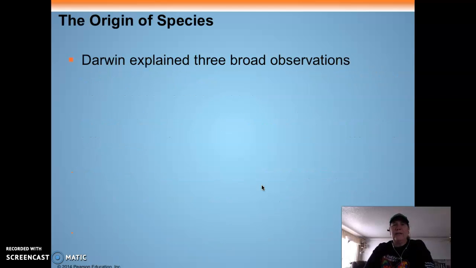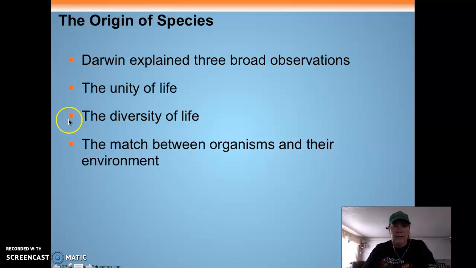In The Origin of Species, the book that he wrote, there were three things: the unity of life, the diversity of life, and a match between the organism and their environment. This is the big thing when you're talking about natural selection. We have a lot of diversity, we know that. But what he noticed, especially with the birds, is that they adapt to the environment. They change their beaks, and it might be something that happened with one and it was an adaptation that worked better. Those organisms are going to produce more babies, and pretty soon you're going to have all the organisms with that characteristic.